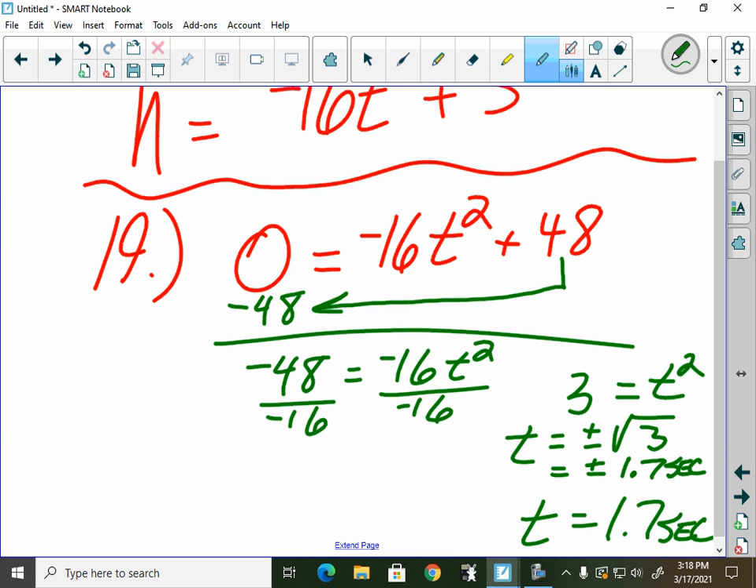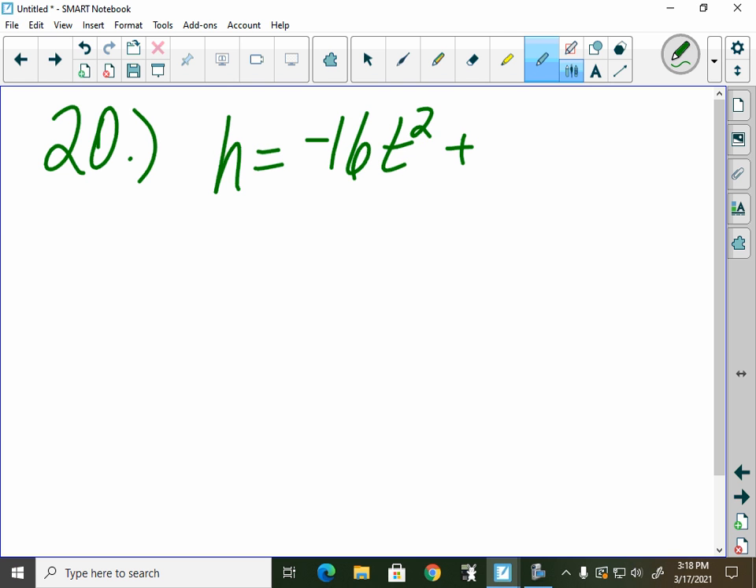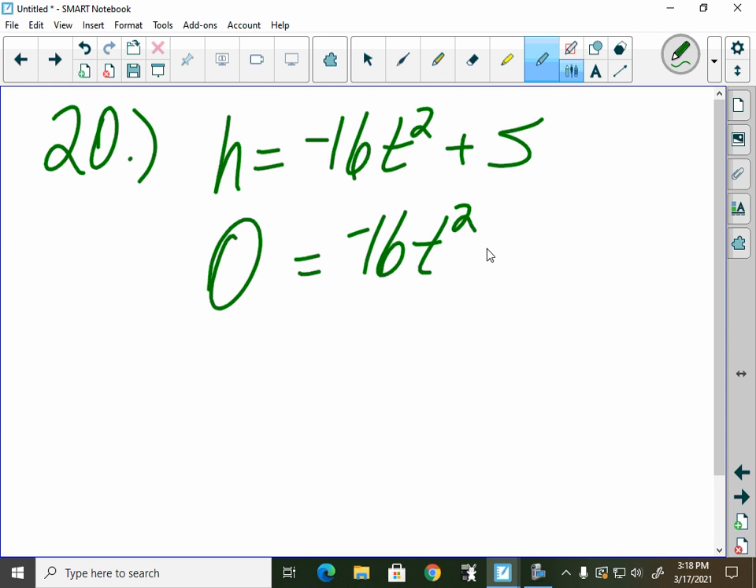Let's continue. I'm switching the slides in 3, 2, 1. Click. Number 20 says, h equals negative 16t squared plus s. 0 equals negative 16t squared plus, what's the number this time? 96. Okay.